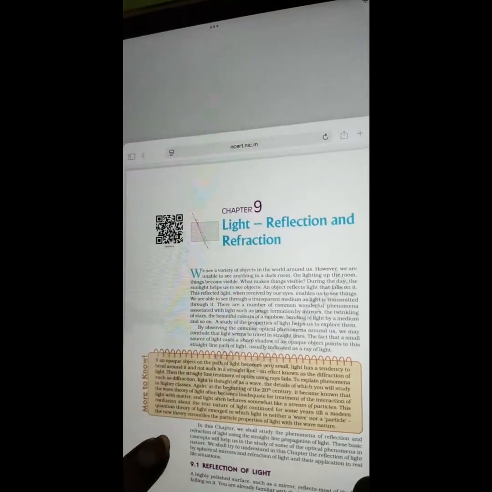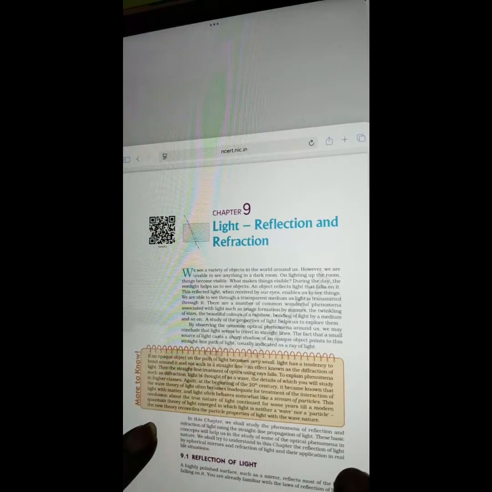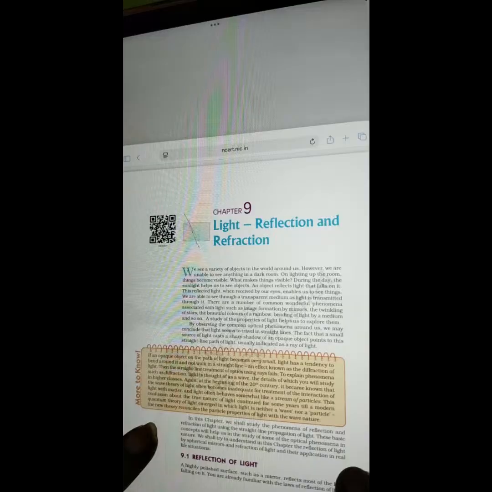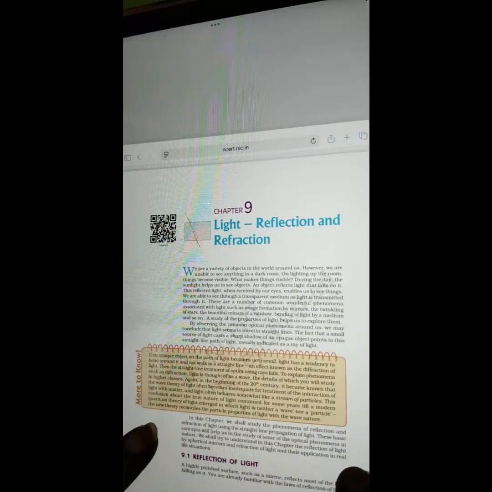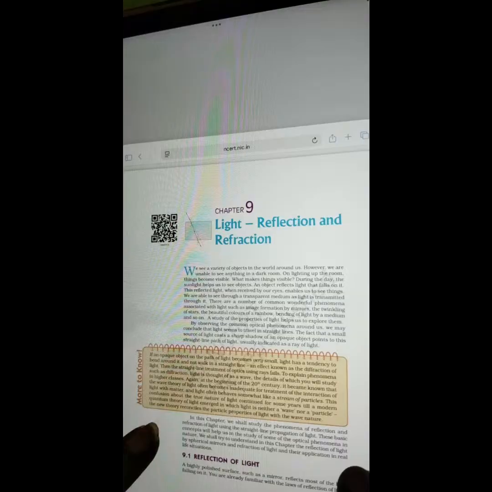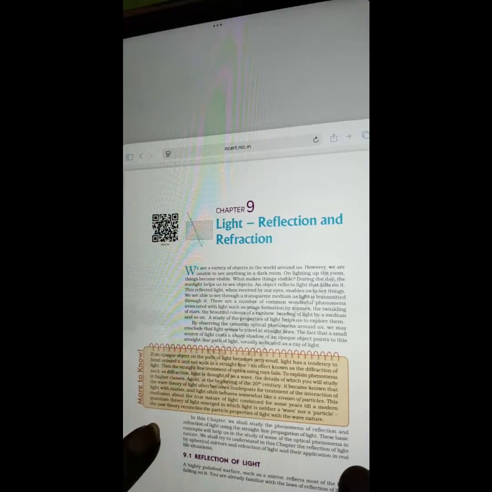Now, this small block, where it is written "More to know". If an opaque object on the path of light becomes very small, light has a tendency to bend around it and not walk in a straight line, an effect known as the diffraction of light. Then the straight line treatment of optics using rays fails. To explain phenomena such as diffraction, light is thought of as a wave, the details of which you will study in higher classes.